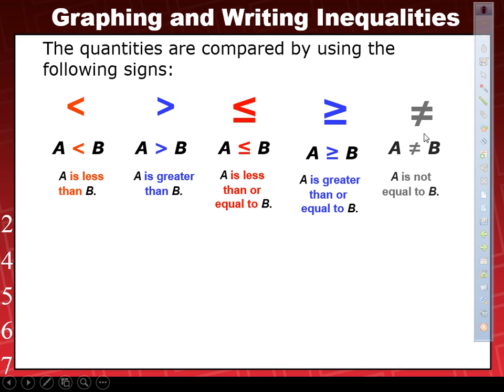And then the last one that we've already been using is not equal to. Remember that when we got to no solutions, we use this symbol? A is not equal to B. Copy those, please.